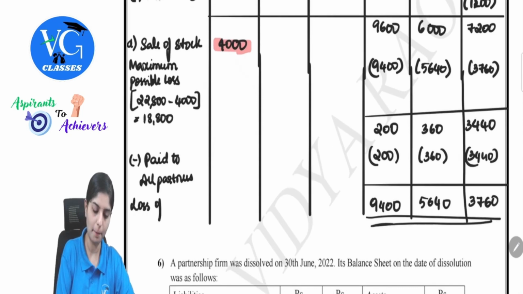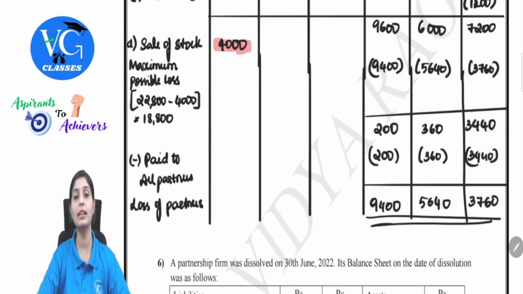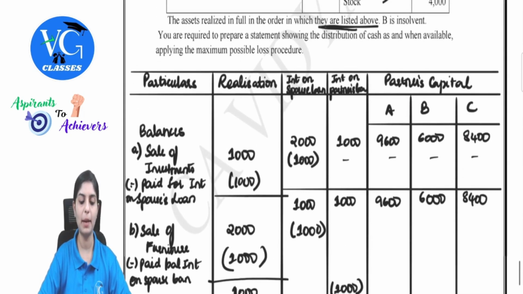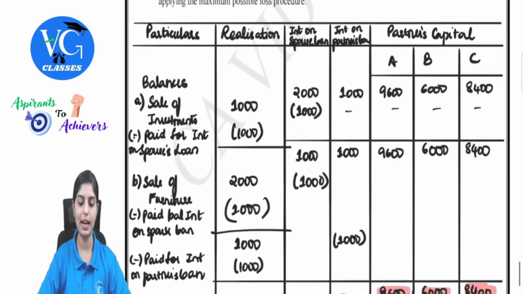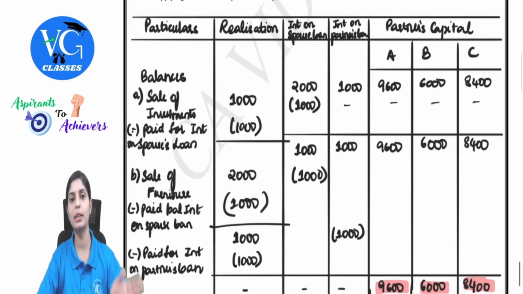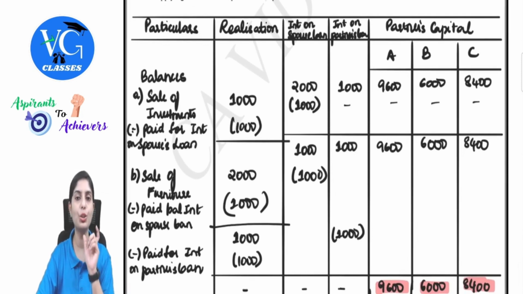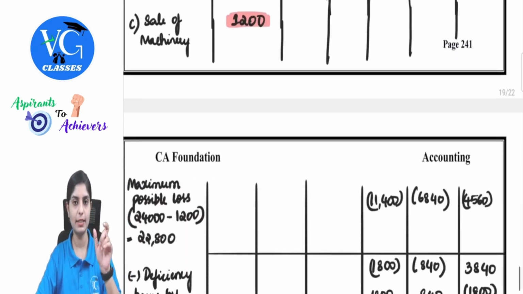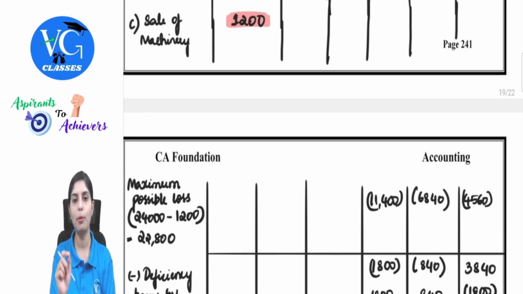Loss of partners, which we actually find out in the realization account. See, this is how we solve it as per maximum possible loss method, wherein you consider that after each installment, the remaining amount, comparing this with the total capital balance as the maximum possible loss. What are the steps? First, you take the realized value, take the total of capital. So you will find out maximum possible loss.